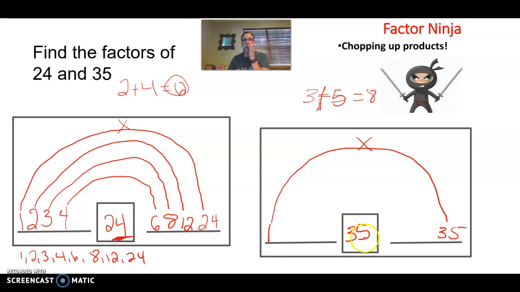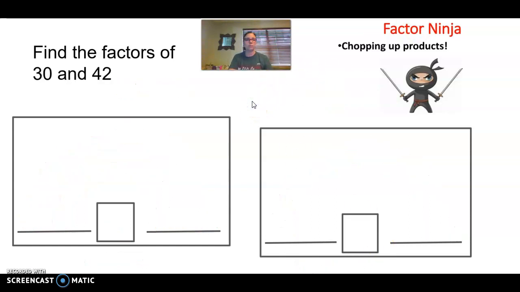Does 4 go into it? 4 times 9 is 36, 4 times 8 is 32, so no. But 5 will, because the ones place is a 0 or 5. So 5 times 7 is 35. Will 6 go into it? No, because 6 times 6 is 36. And then we're back to 7, so we're done. Our factors are 1, 5, 7, and 35. Okay, let's practice a few more.